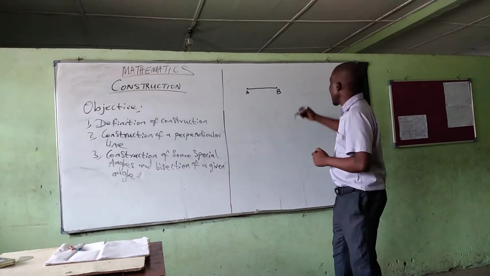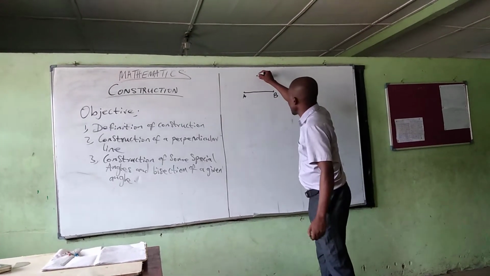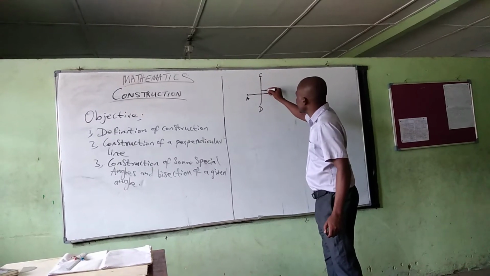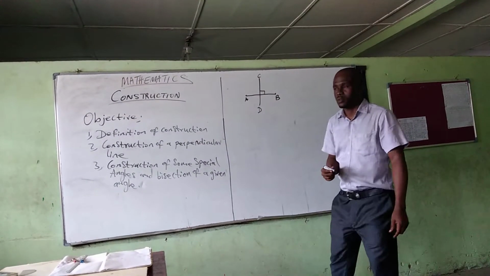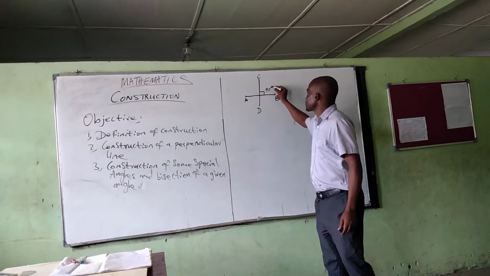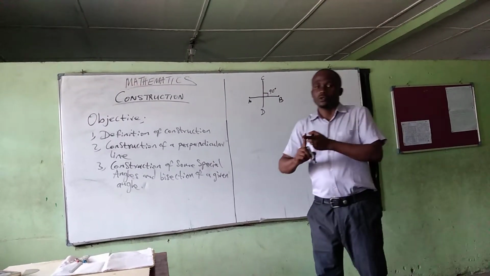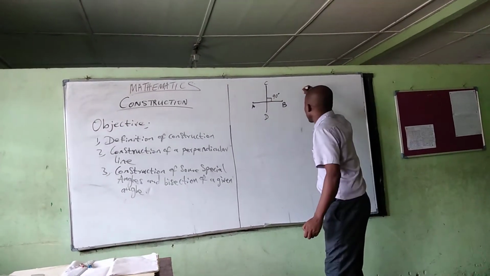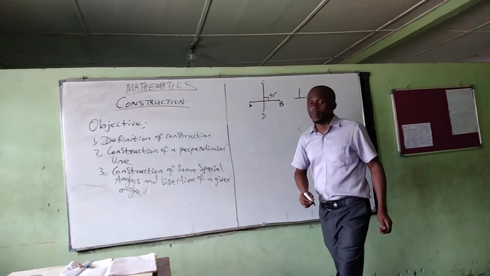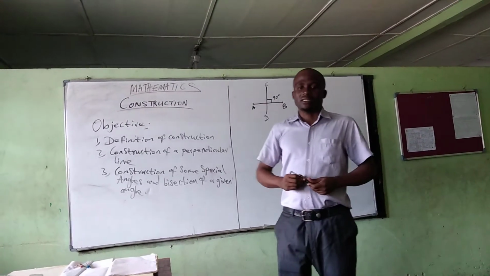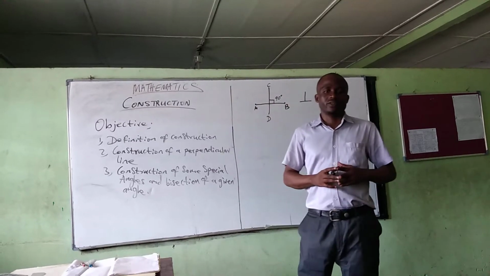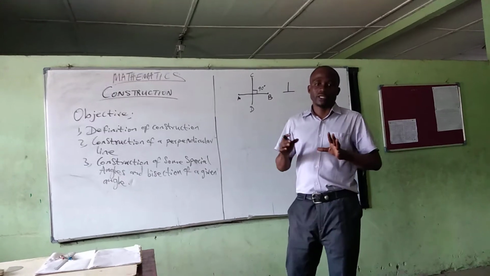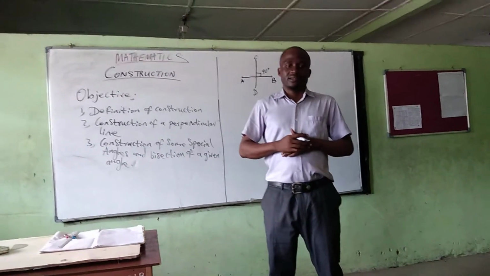So when a line AB meets another line like CD, and they make 90 degrees, it means this is a perpendicular. When they meet each other, they make 90 degrees. Sometimes it's shown in this way. This is a perpendicular. So a perpendicular is a line which meets a given line at right angle, and the angle between the lines is 90 degrees.